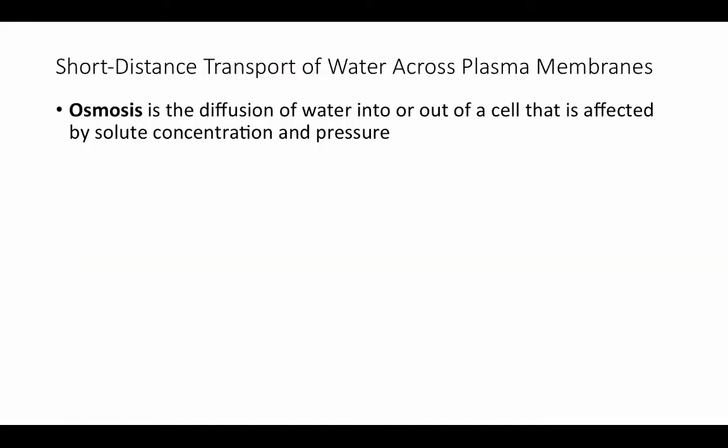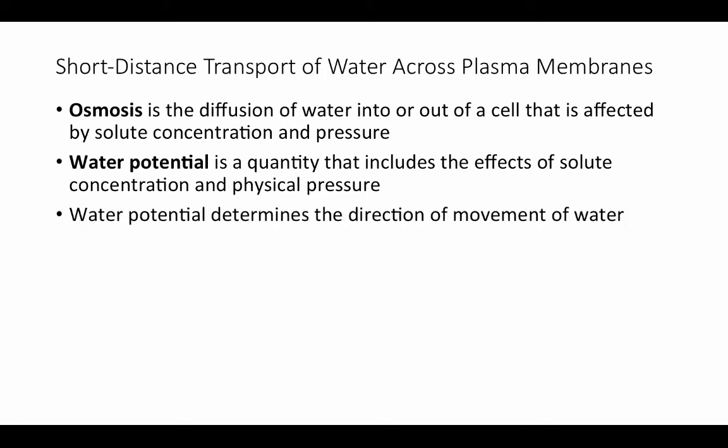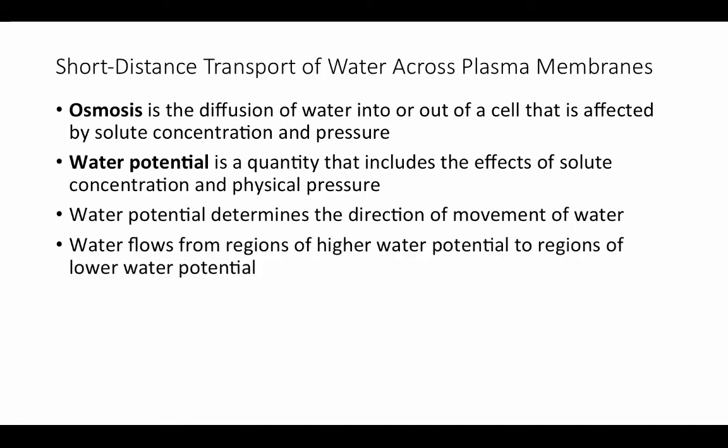The other major driver of short distance transport across cell membranes is osmosis. So you'll remember osmosis from when we were discussing diffusion earlier in the semester. It's the diffusion of water into or out of a cell that's affected by differences in solute concentration and pressure. So water potential is a quantity that includes the effects of solute concentration and also physical pressure. And water potential is going to tell you whether the water is going to move into or out of the cell, so the direction of movement of the water.